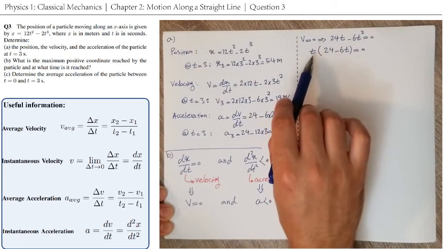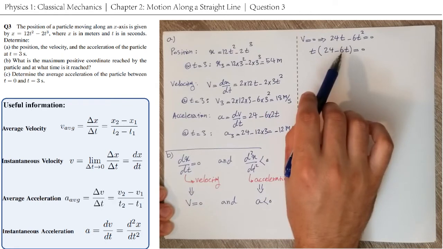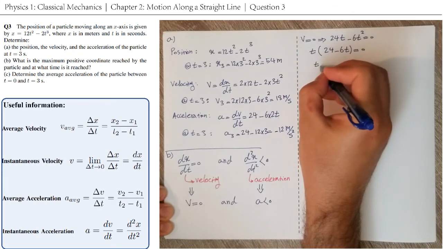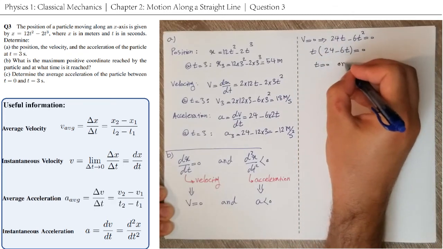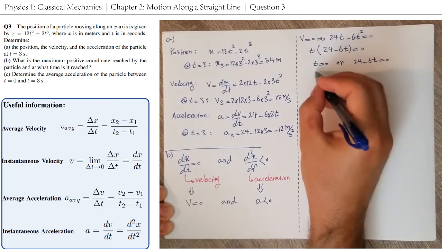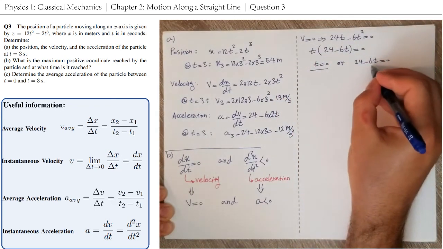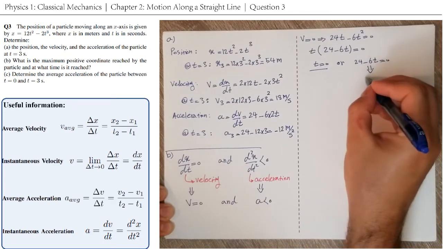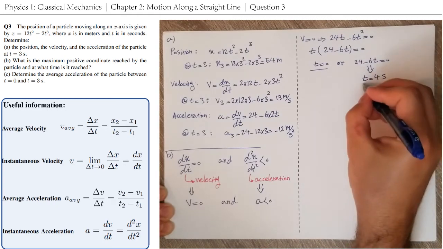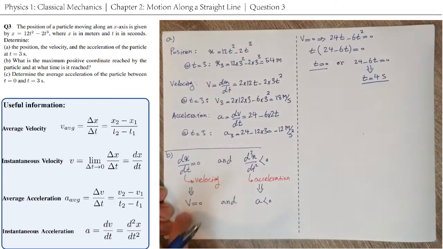And we know that if the product of two numbers is 0, then at least one of these two has to be 0. So in order for this to be 0, either t has to be equal to 0 or 24 minus 6t has to be 0. Well, t equals 0 is one possible solution, and if I just rearrange this, I would have t equals 4 seconds. This is my second possible point that I have to check. Now this is just satisfying the first condition.